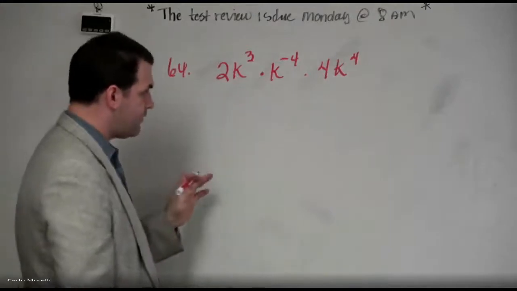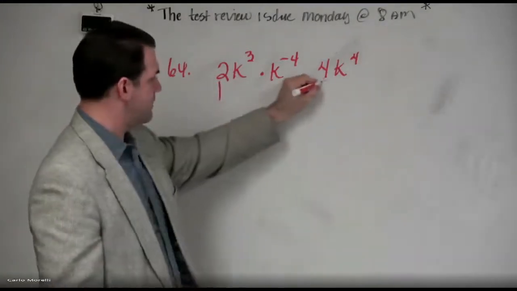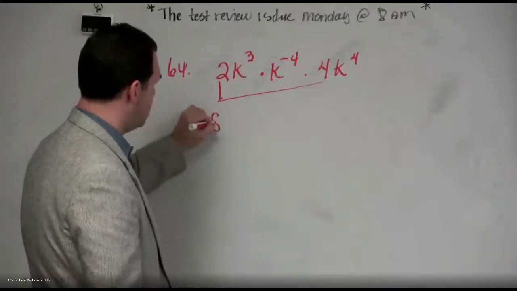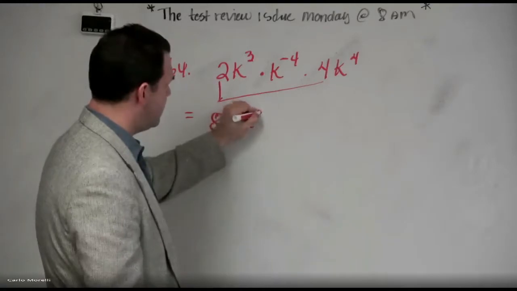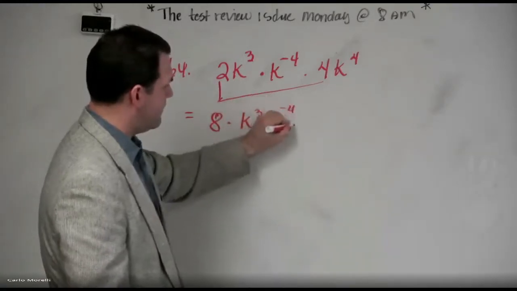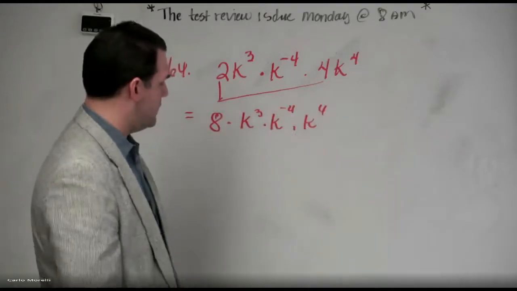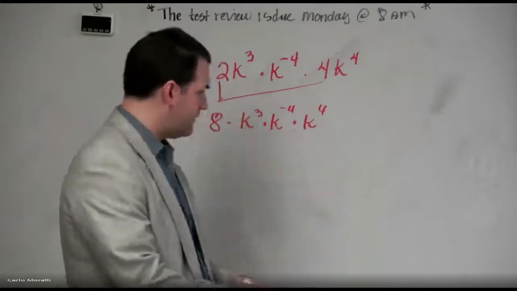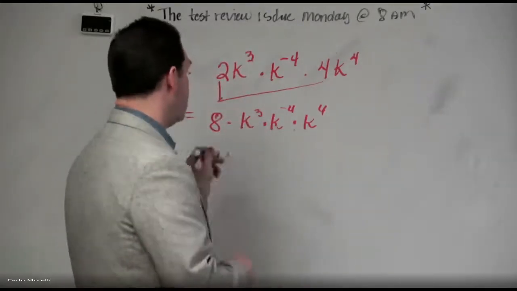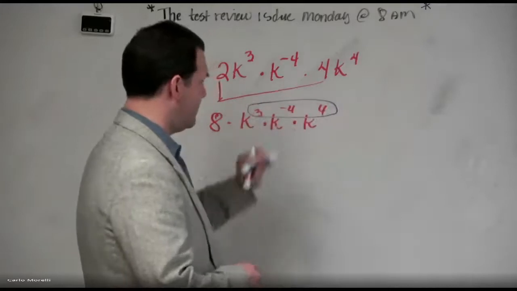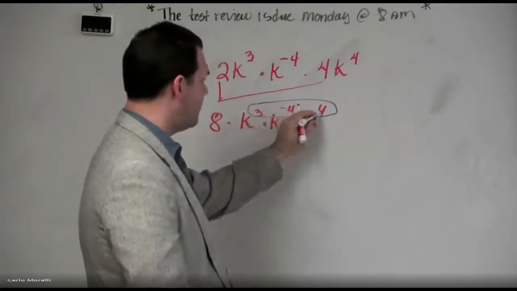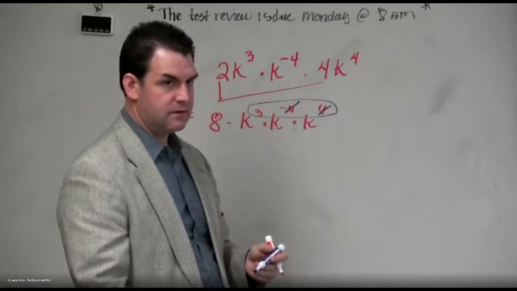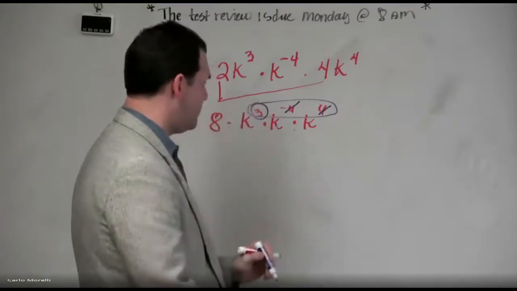Okay, so first things first, let's multiply the numbers together. What's 2 times 4? Okay. So 8 times k to the 3rd times k to the negative 4th times k to the 4th. Well, a little bit of insight into how the math is going to eventually work. You know we're going to have to add all these together, right? But notice how we got a negative 4 and a positive 4. So those are just going to go to 0 and cancel. And so you're just going to end up with k cubed.